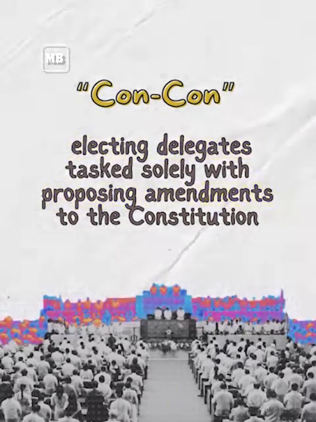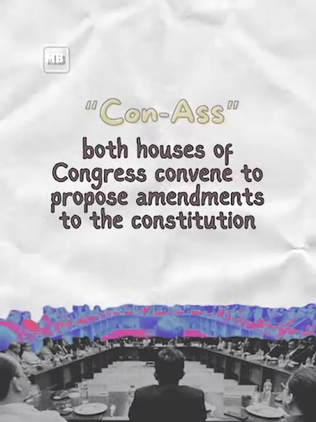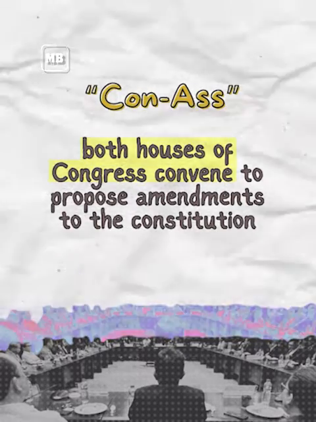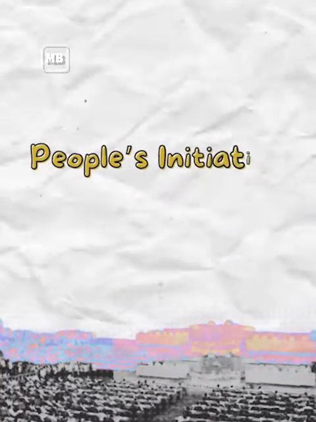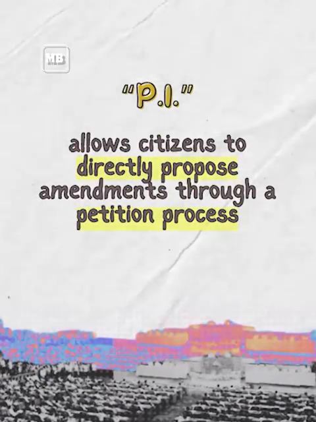Second, the Constituent Assembly or CONAS, wherein both houses of Congress convene to propose amendments to the Constitution. It is a faster process compared to a Constitutional Convention, but some fear it could be used for self-serving interests. Lastly, the People's Initiative or PI allows citizens to directly propose amendments through a petition process.